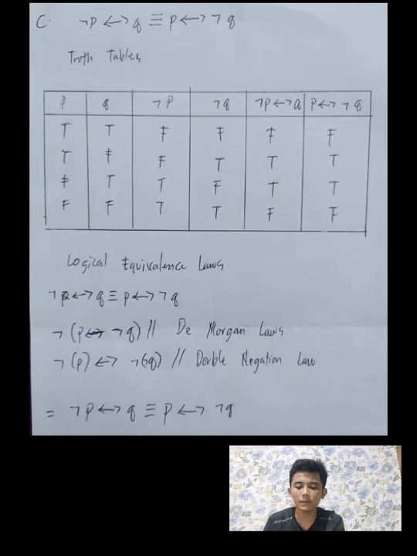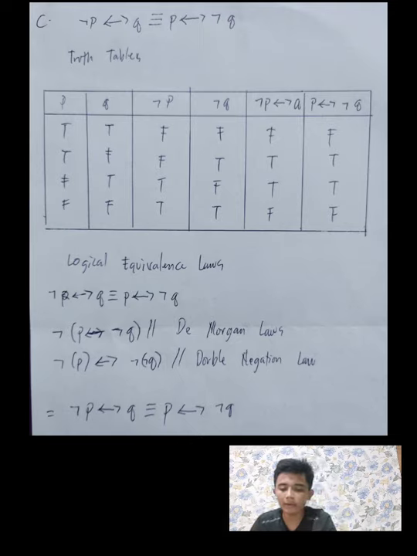But with logical equivalence laws: negation of P biconditional Q, and P biconditional negation of Q. The answer there is negation of P biconditional negation of Q. That is De Morgan's laws.